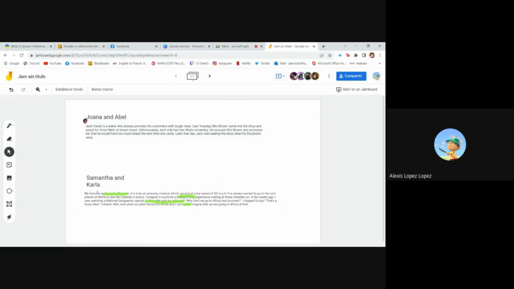Okay, who is underlining or highlighting words in here? It's me. I'm sorry, teacher. No, it's all right. It's all right.